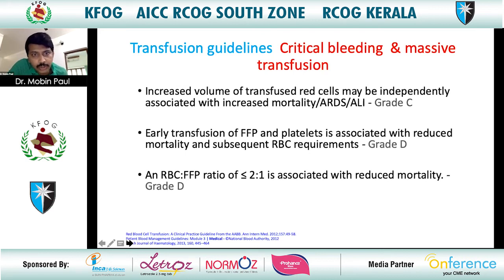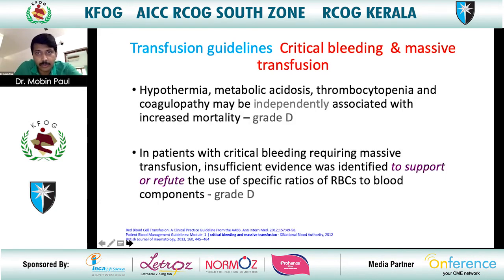A ratio recommendation comes from the Australian NBA: the RBC-FFP ratio should be less than or equal to 2:1. This clearly showed reduced mortality, from the guideline from Australia and New Zealand. It's also, you see, grade D. And hypothermia, metabolic acidosis, thrombocytopenia, and coagulopathy may be independently associated with increased mortality.